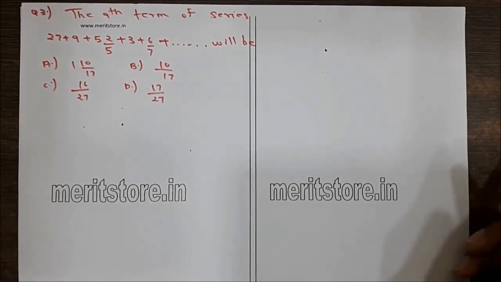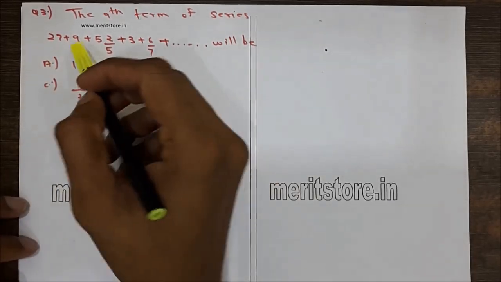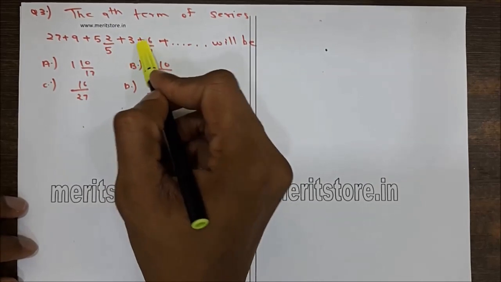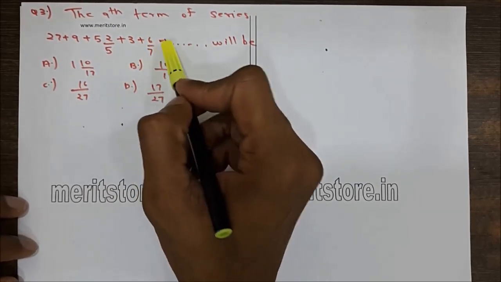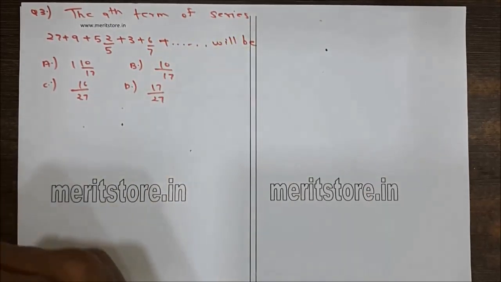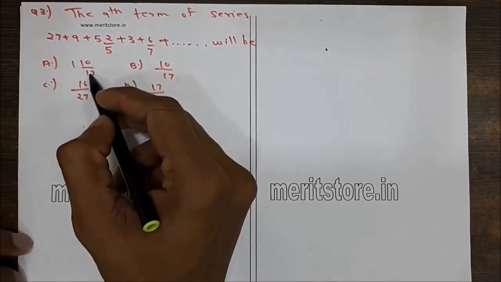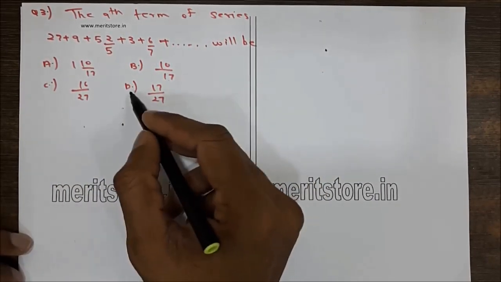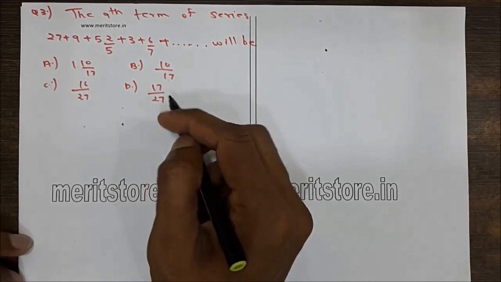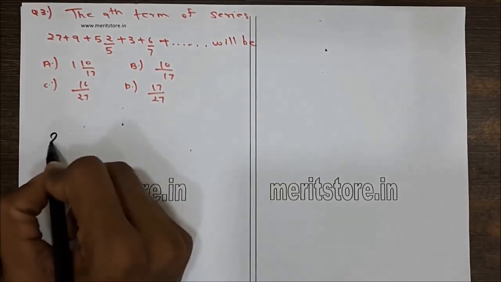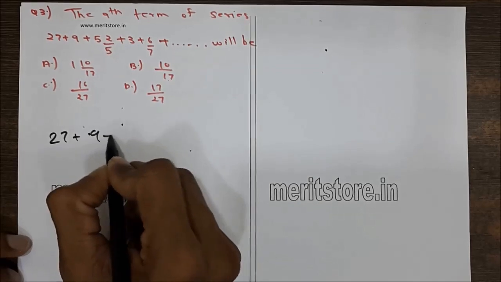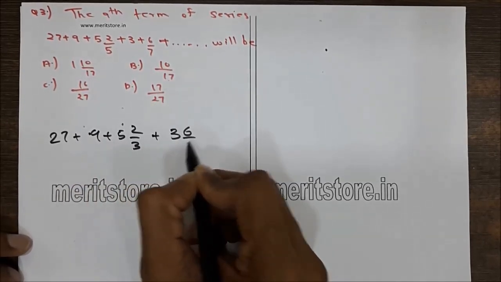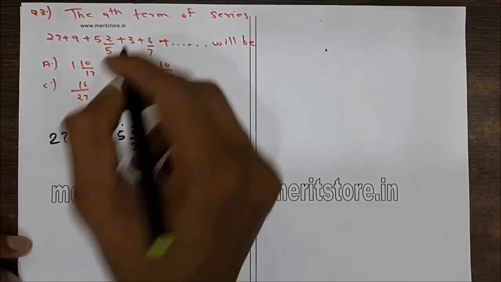Question 3. The ninth term of the series 27 plus 9 plus 5 2 by 5 plus 3 6 by 7 plus will be? We have four options: A 1 10 by 17, B 10 by 17, C 16 by 27 and D 17 by 27. Given series, that is 27 plus 9 plus 5 2 by 5 plus 3 6 by 7.